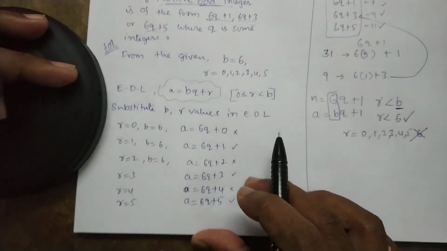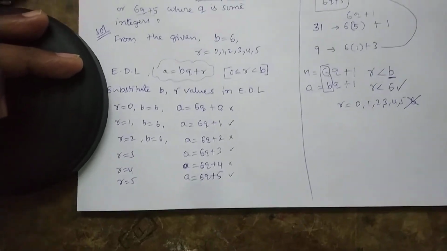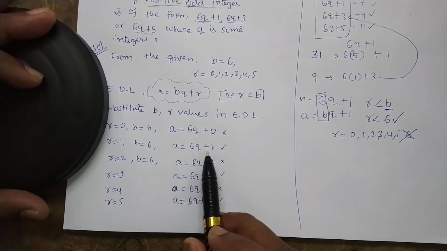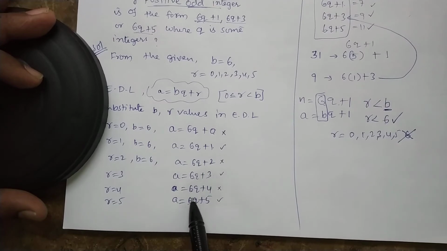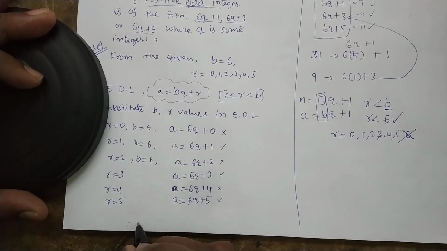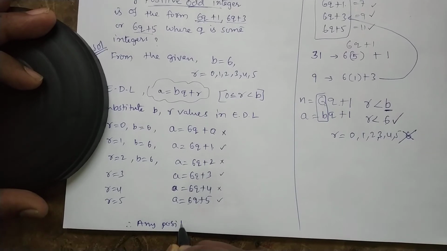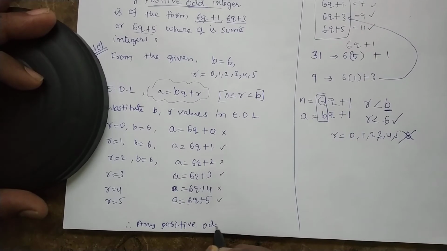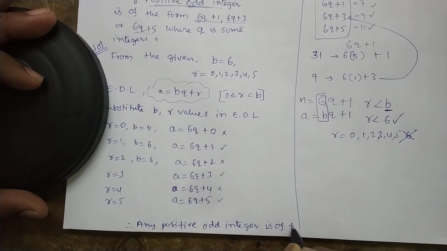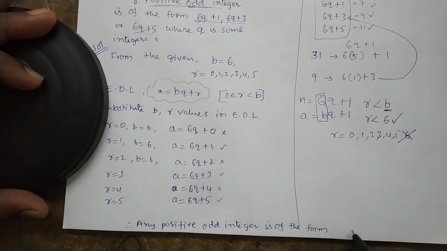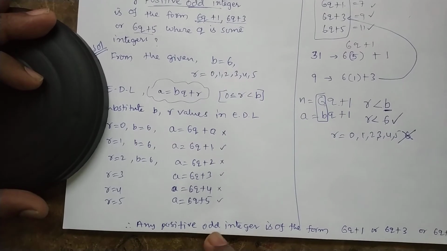So it is so much clear. The alternate numbers what you have here, they are odd numbers. What are the odd numbers here? 6q plus 1, plus 3, plus 5. So therefore from this observation what we can write, any positive odd integer is of the form 6q plus 1 or 6q plus 3 or 6q plus 5. Okay, so you have made a conclusion.